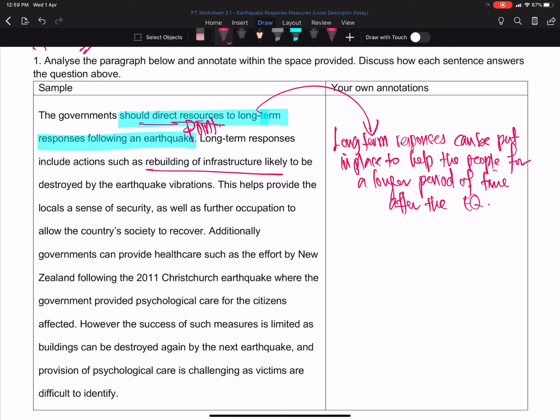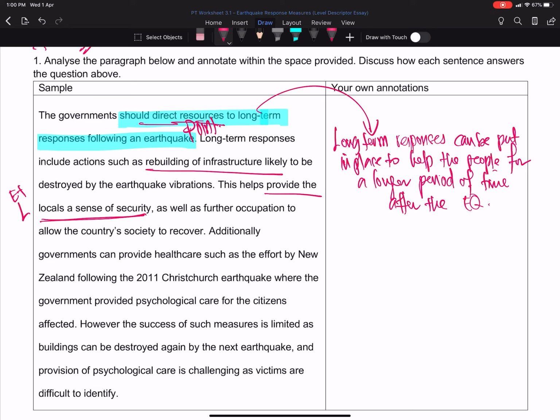This helps provide locals with a sense of security. Would that be an elaboration or a link? Link to help society or a link to say what is this long-term response? Is it a link to say how it helps society, or is it an E plus to show how it is a long-term response? It's more of an E. It's more an E plus, is it? When it comes to providing locals with a sense of security.